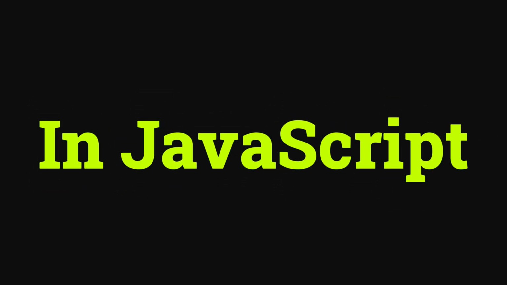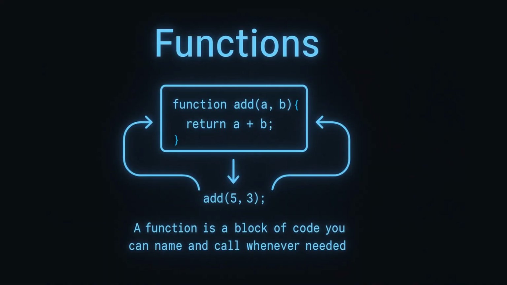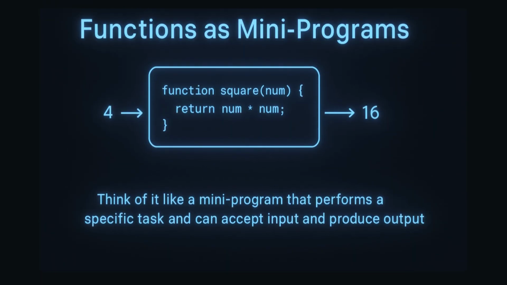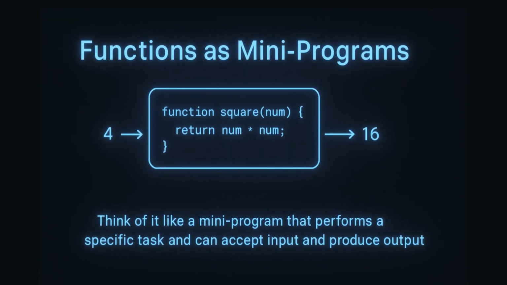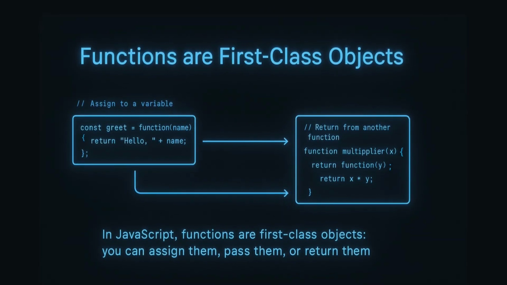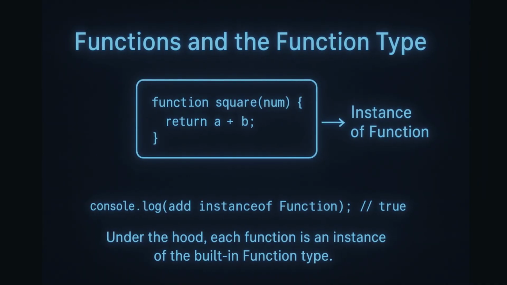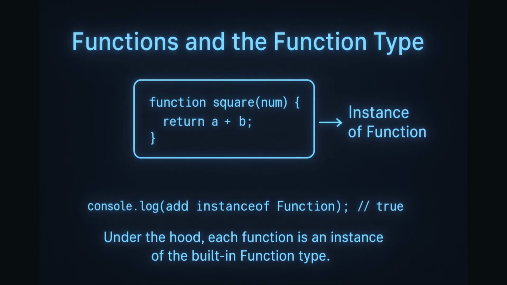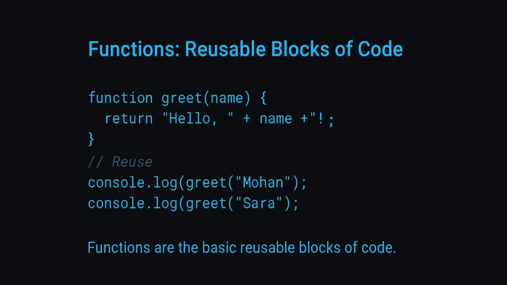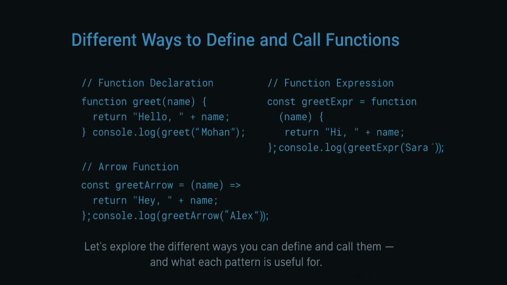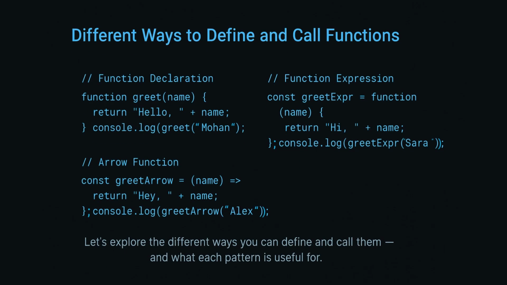In JavaScript, a function is a block of code you can name and call whenever needed. Think of it like a mini program that performs a specific task and can accept input and produce output. Functions in JavaScript are first-class objects. You can pass them as arguments, assign them to variables, or return them from other functions. Under the hood, each function is an instance of the built-in function type. Functions are the basic reusable blocks of code. Let's explore the different ways you can define and call them, and what each pattern is useful for.